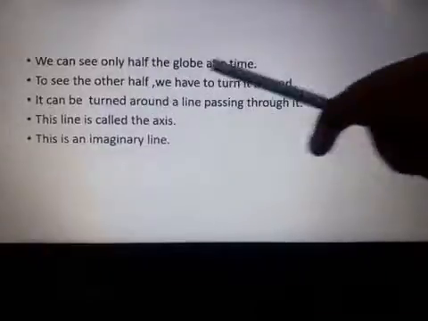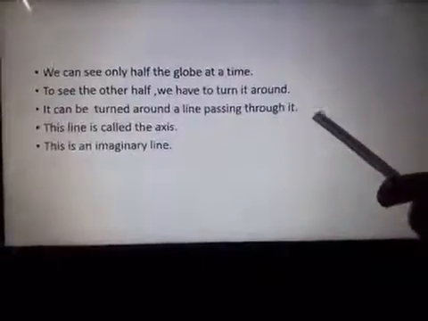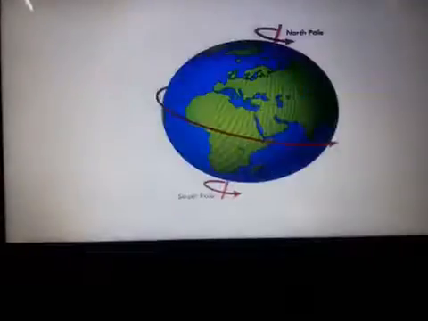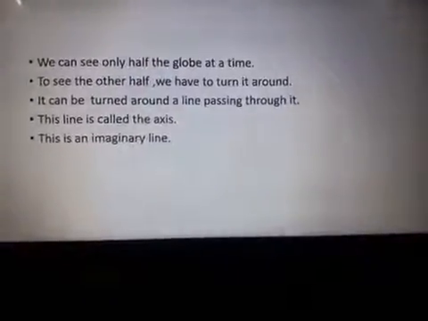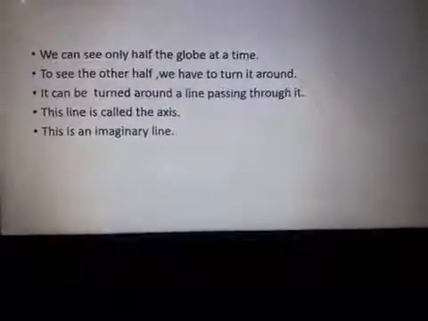To see the other half, we will have to turn it around. When we want to see the other half, we will rotate it. It can be turned around a line passing through it. Now, this is the line through which it passes, and we will rotate it. This line is called the axis.